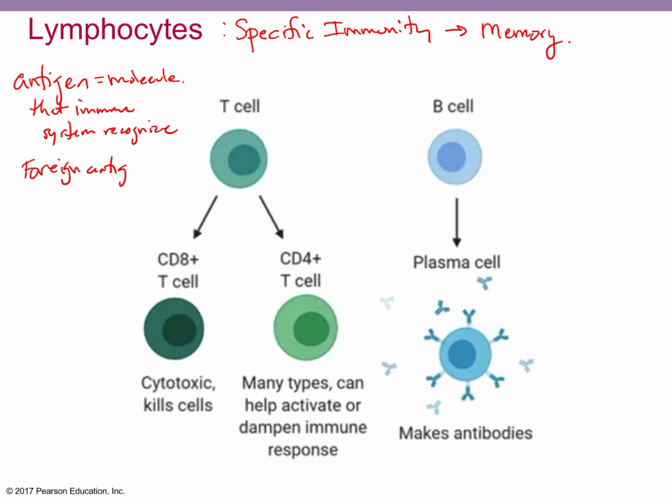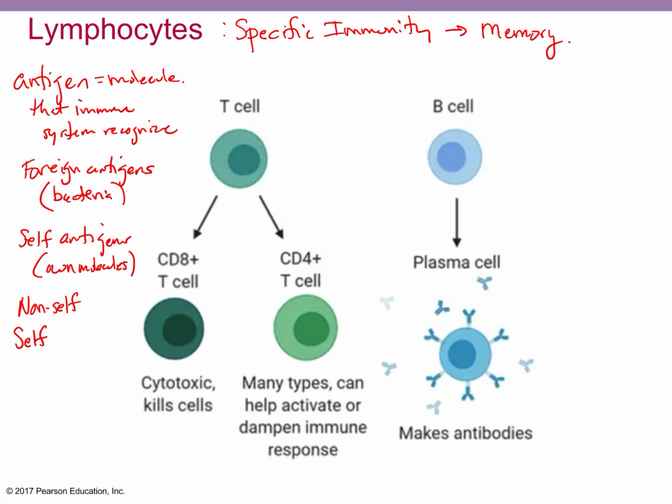So antigens can be foreign antigens. They can be something on the surface of a bacteria or a virus, or they can be self-antigens, which means your own cells. They can recognize your own proteins, your own molecules. So your immune system knows to leave your own molecules alone, to leave your cells alone, but to attack something that doesn't look right, something that's foreign. So in general, we use the terms self and non-self. Non-self is something we attack. Self is what we leave alone.